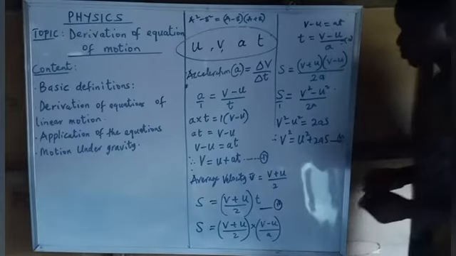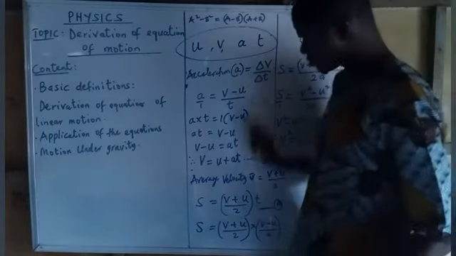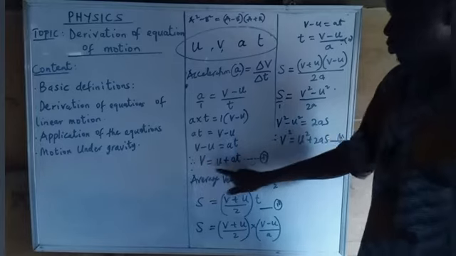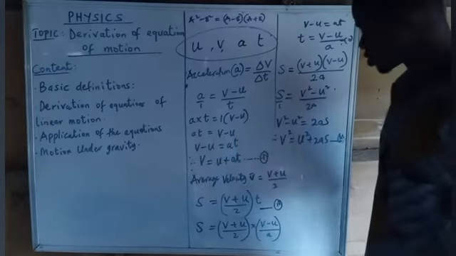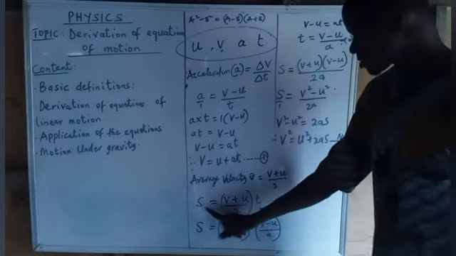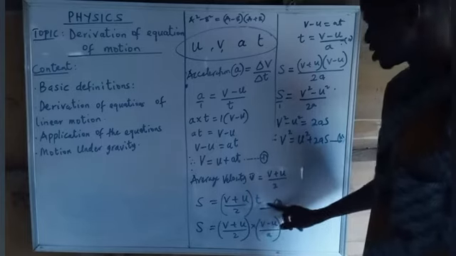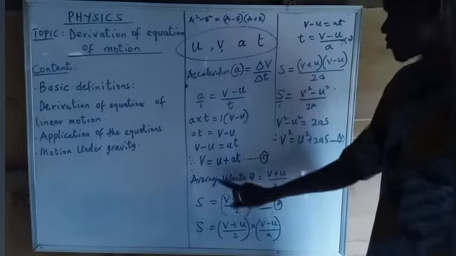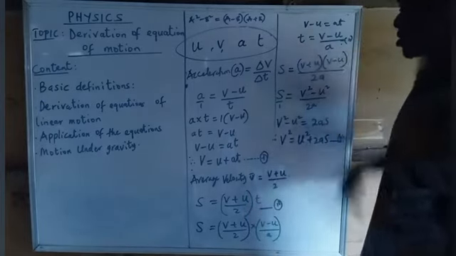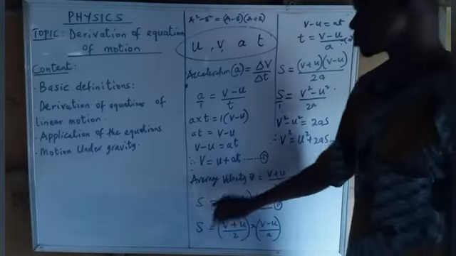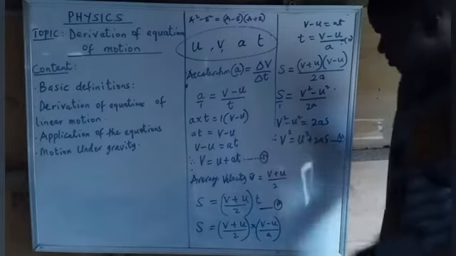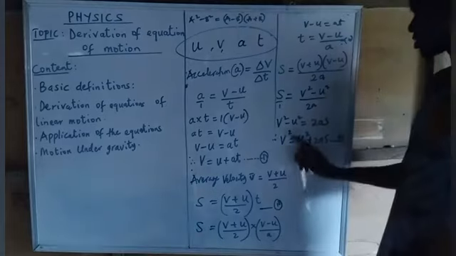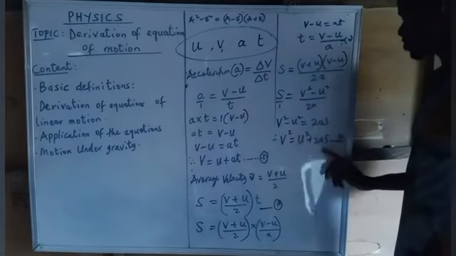So a quick recap. We said equation 1 of motion is V is equal to U plus AT. Equation 2, we have S is equal to (V plus U) over 2, into T. That is, from our average velocity, S is equal to average velocity times time. Then we said equation 3 is V squared is equal to U squared plus 2AS.